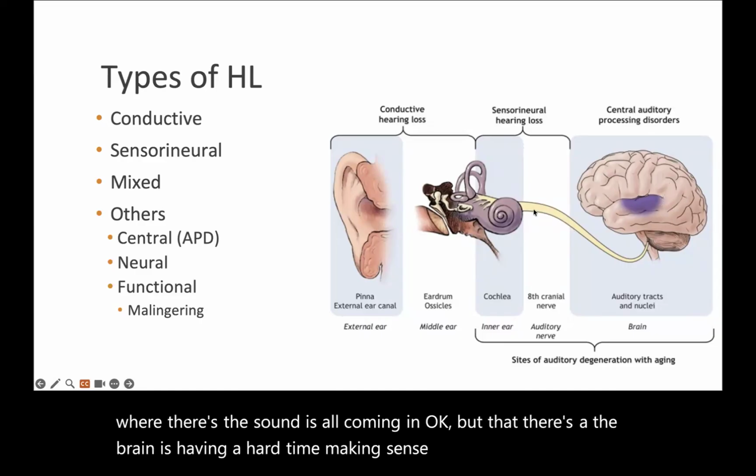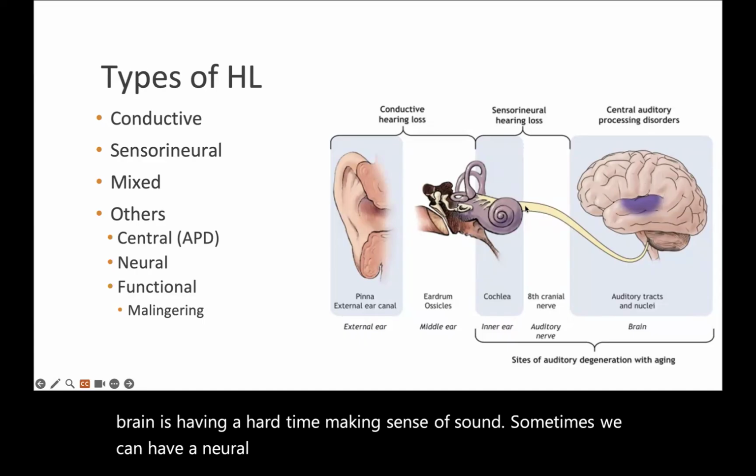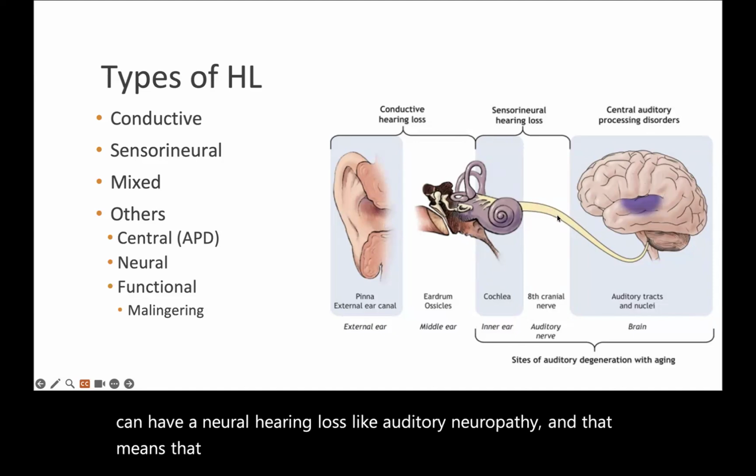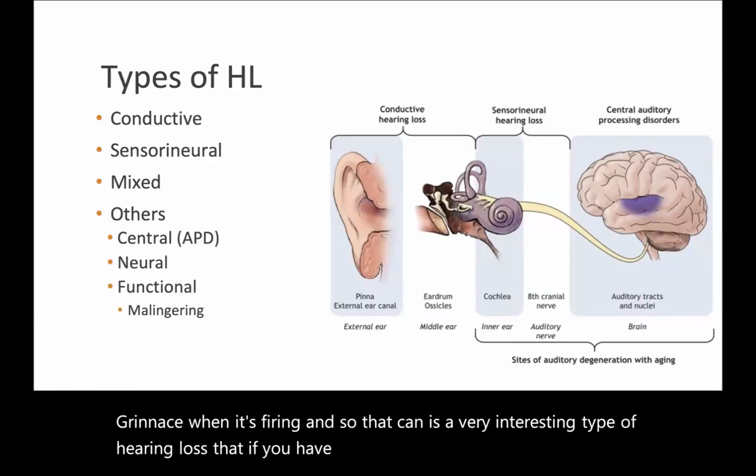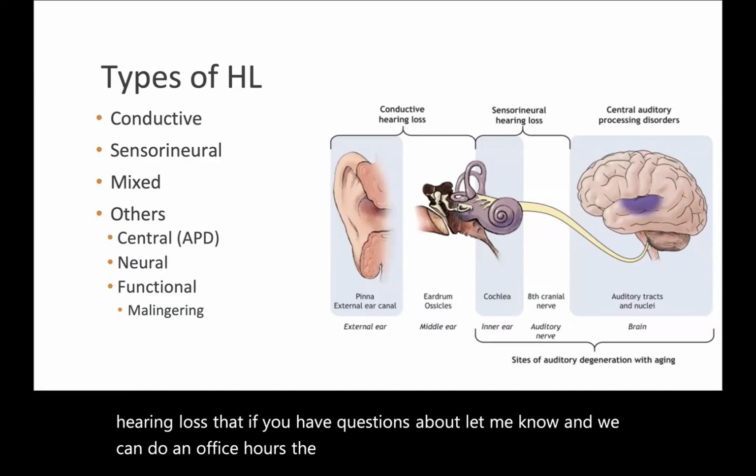Sometimes we can have a neural hearing loss, like auditory neuropathy, and that means that the nerve is misfiring or dysynchronous when it's firing. And so it is a very interesting type of hearing loss that if you have questions about, let me know, and we can do an office hours that talk about auditory neuropathy.